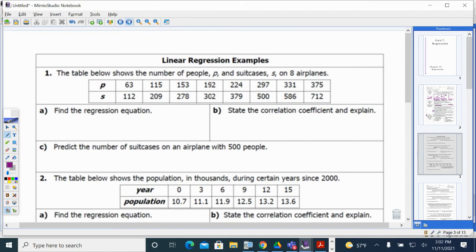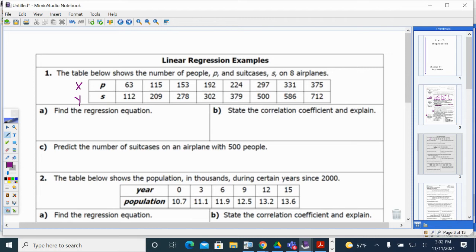Number 1 says the table below shows the number of people and suitcases on 8 airplanes. So I will tell you up front, the people are going to be your X. The number of suitcases is going to be your Y. The reason for that is because the number of suitcases is dependent on the number of people that you have. So your Y variable is your dependent, your X is your independent. So we need to find our regression equation.